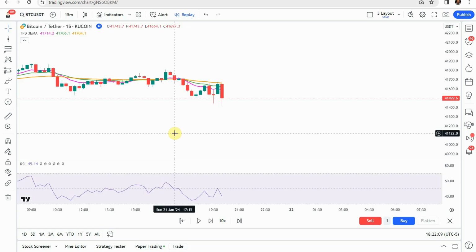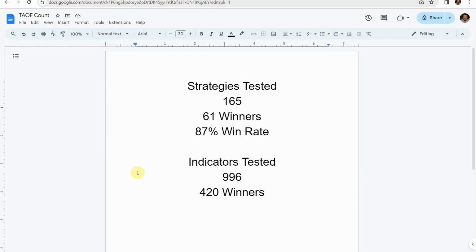Alright, as I said, today we will be testing a 15-minute crypto scalping strategy. Before we do though, I wanted to put the testing scoreboard up for everyone to see. So to date, we have tested a total of 165 different strategies, with 61 of them being winners. The best one so far was able to achieve an 87% win rate. That was achieved using the Academy of Forex indicator. We've also tested a total of 996 indicators, with 420 of them being winners.